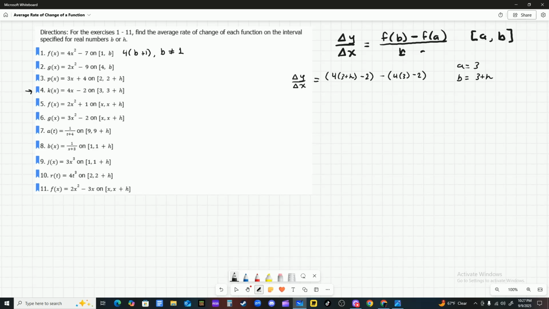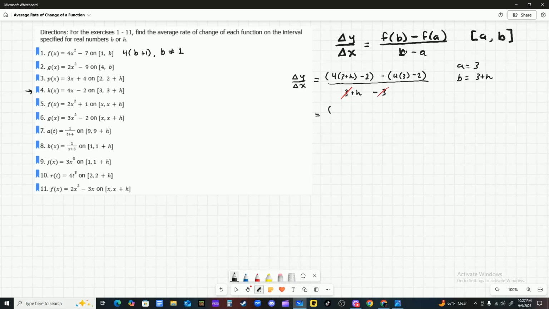Awesome. Let's keep going. Divided by, well, we have b minus a. So it's going to be 3 plus h minus 3. Hey, we see that the 3's cancel out. So let's get rid of them. Our denominator now becomes h only. So let's solve this up here.